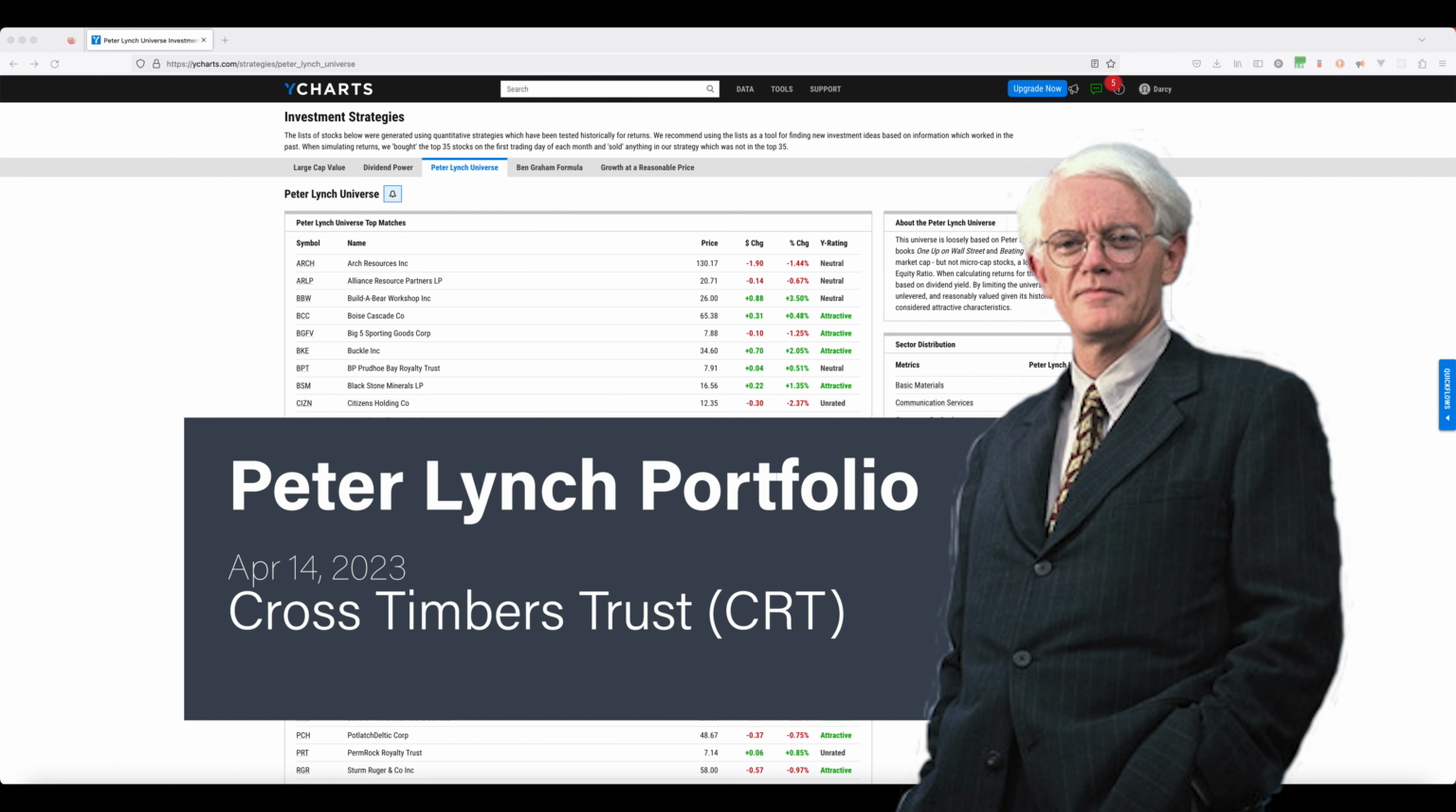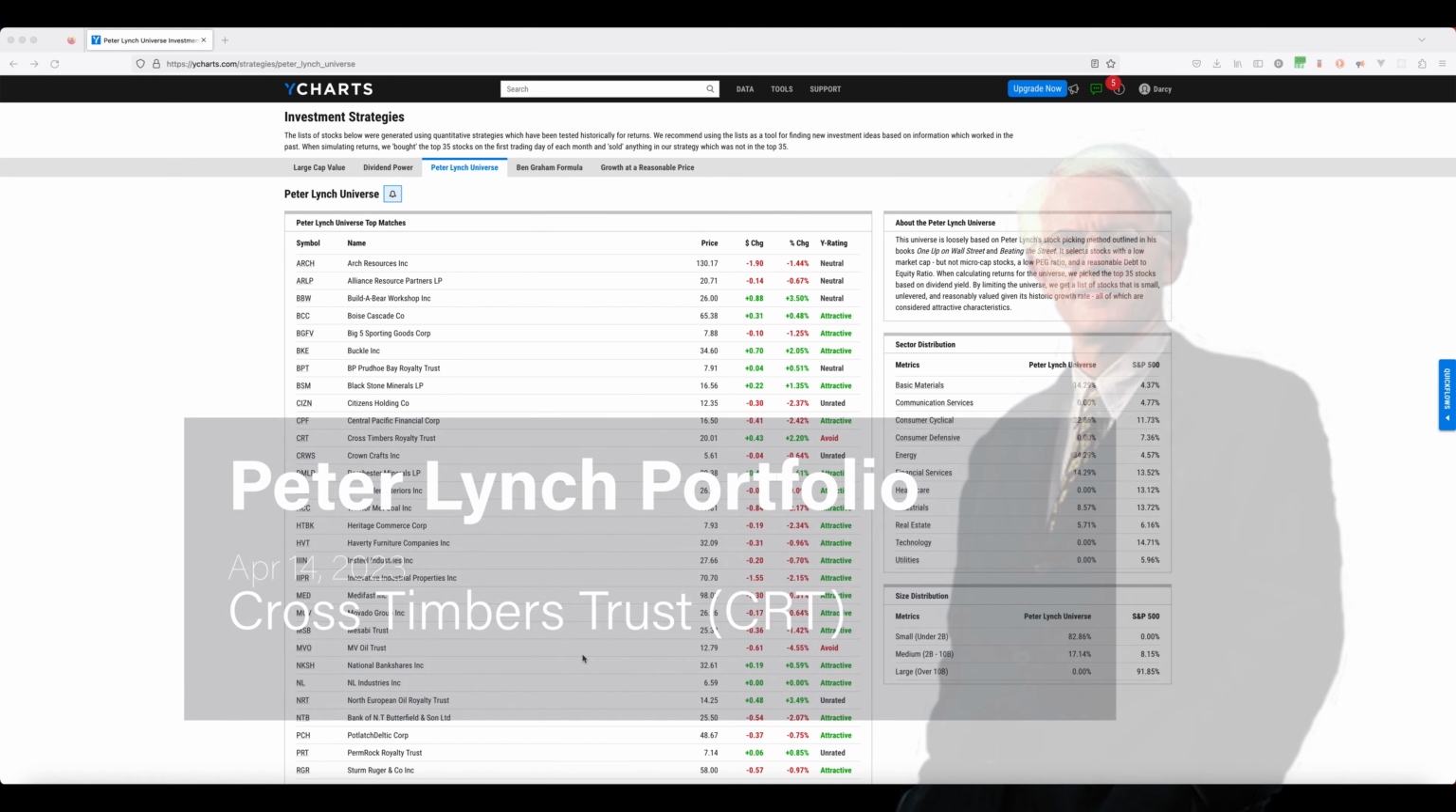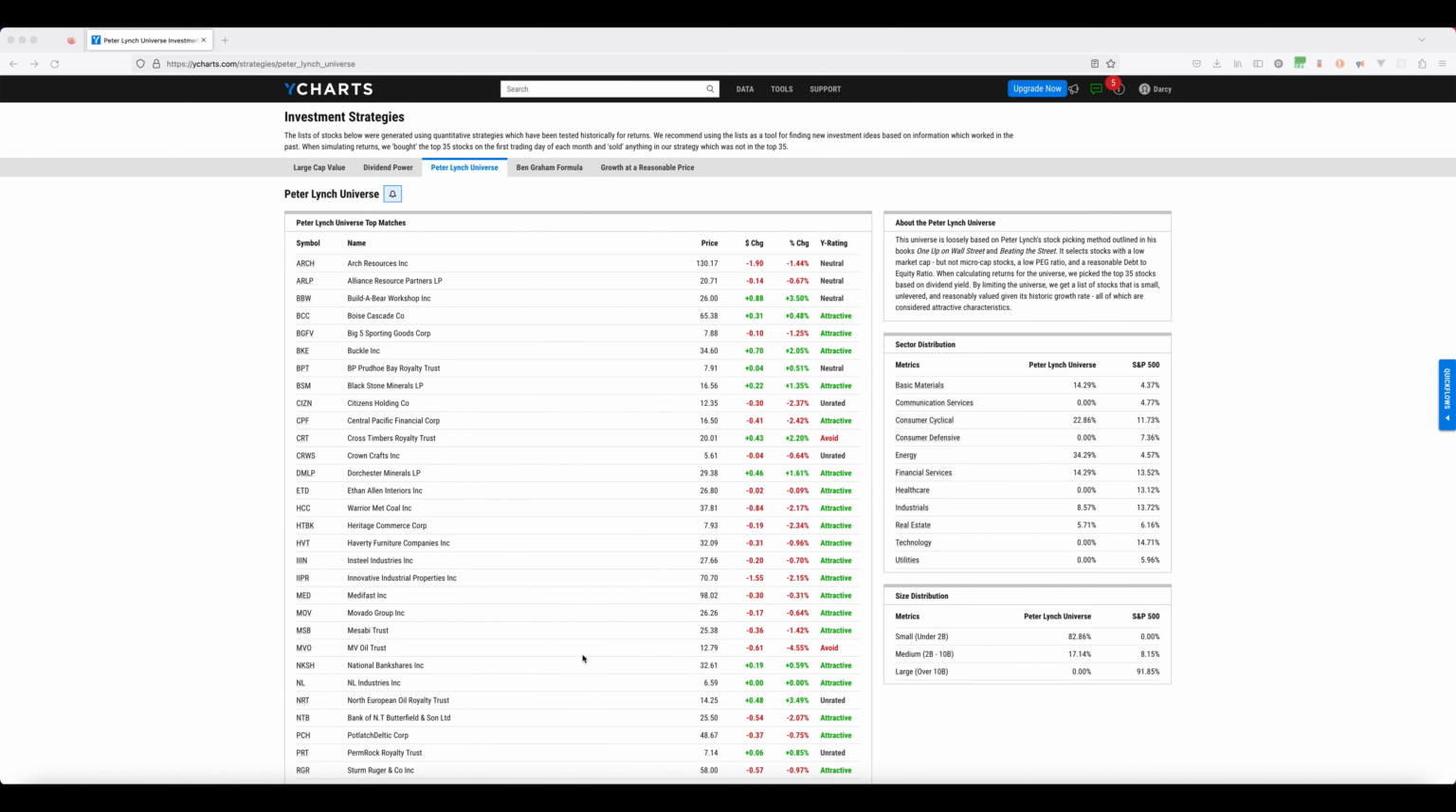This is an update to the Peter Lynch Portfolio on YCharts. It does a screen for small cap companies with a low PEG ratio and reasonable debt to equity ratios, and have something of a dividend, to come up with a list of 35 stocks that kind of resemble a Peter Lynch-like investment. I do an update on this list every once in a while.